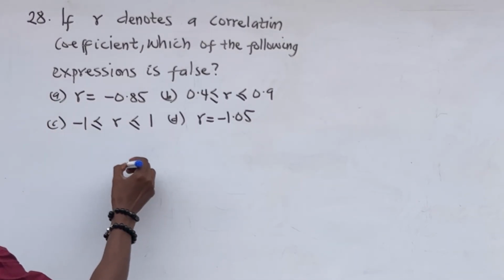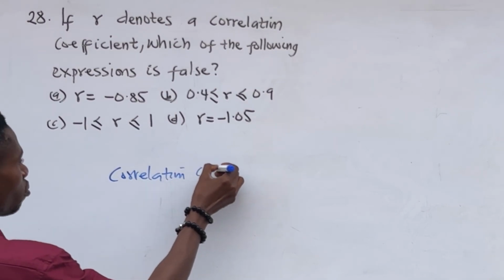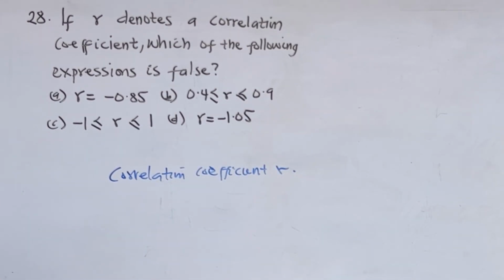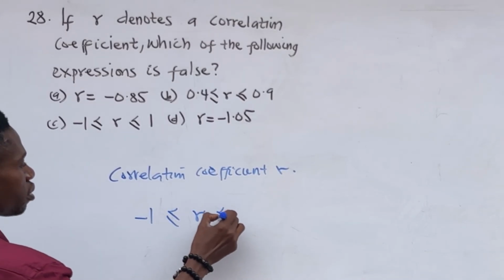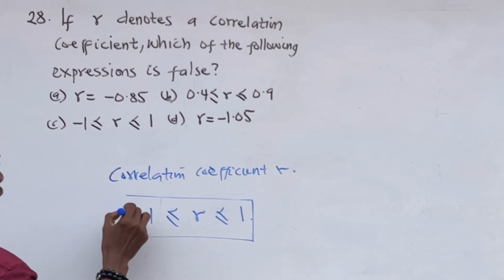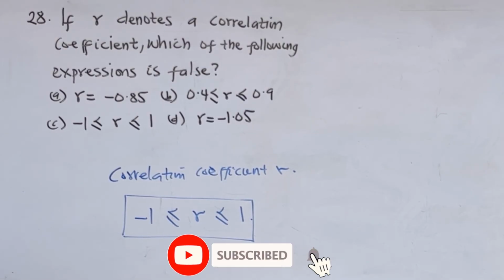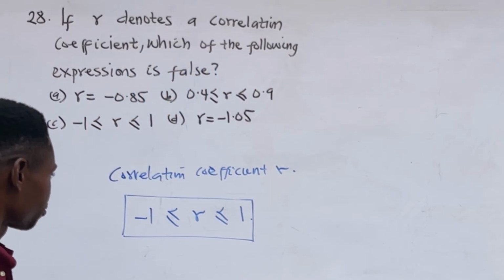So the correlation coefficient always satisfies this condition: -1 ≤ R ≤ 1. So it's between -1 and 1 inclusive. Okay, so with this, the question says, which of the following expressions is false?